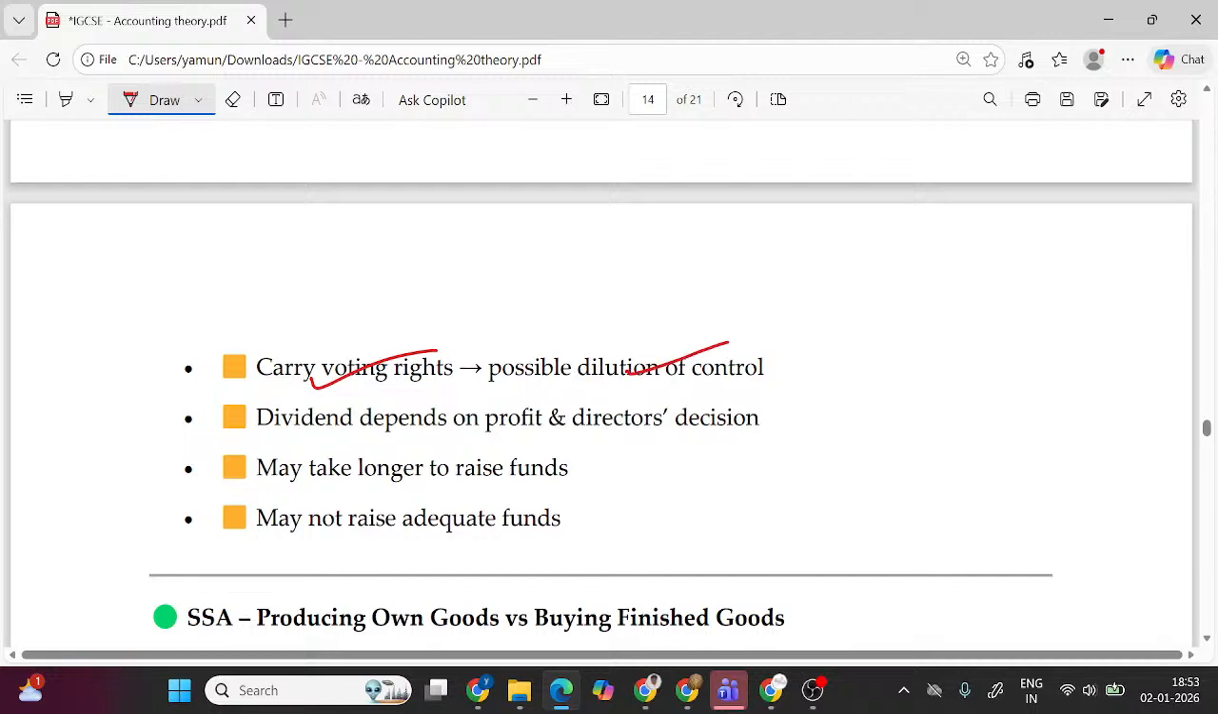Possible dilution of control will be there. Dividend depends on profit and the director's decision, and it may take longer to raise funds and may not raise adequate funds. Now we'll go for the next content.